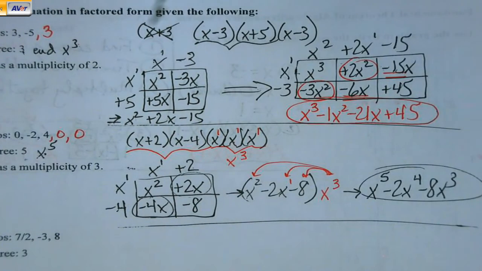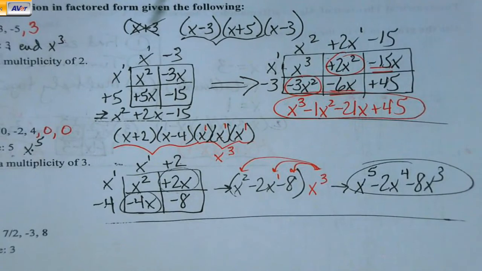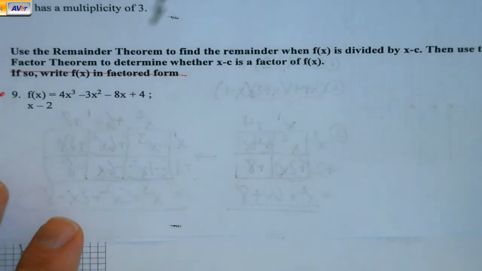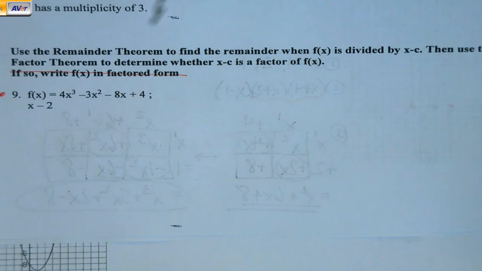Okay, one last thing. One last repeat review from yesterday. And we'll be seeing some more of this towards the end of the week. Okay, use the remainder theorem to find the remainder when f of x is divided by x minus c. Use the theorem to determine if x minus c is a factor. Okay?